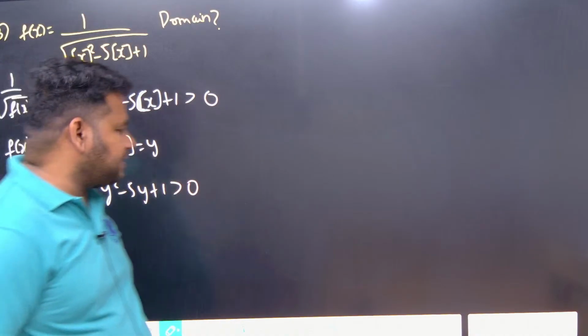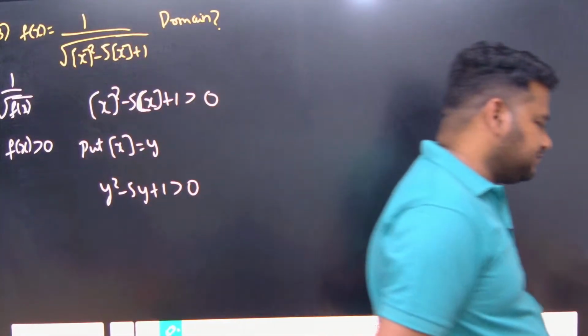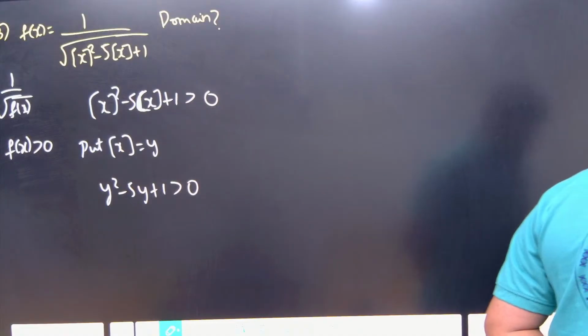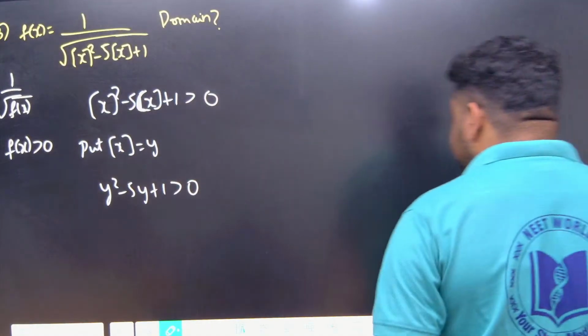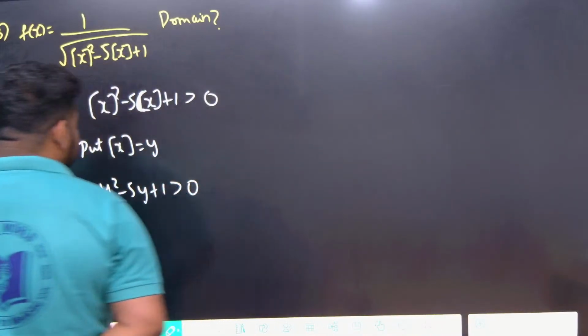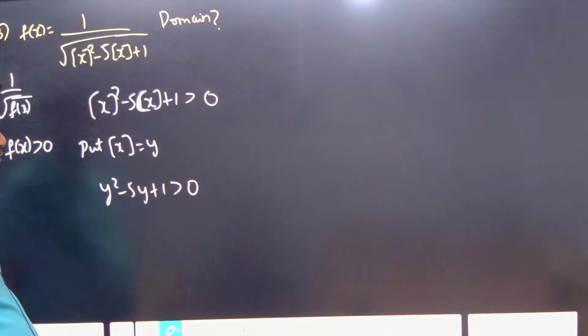y square minus 5y plus 1, this is what we are having, yes or no? Now on simplifying this, what will we get? We need to get y square minus 5y plus 1. So to find the range, what I told you, you can also do the completing the square method, or you can make it a perfect square. y square minus 5y plus 1, how to simplify or how to factorize? Think about it.